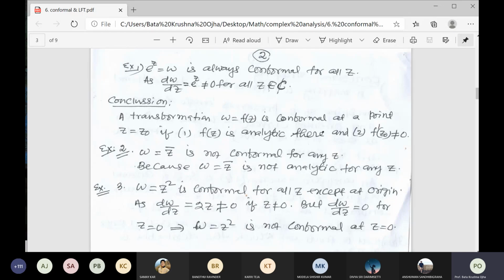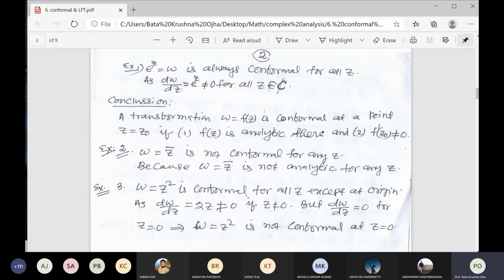The transform w is equal to f z is conformal at the point z is equal to z0 if, first, f z should be analytic there, and second, f dash z0 is not equal to 0. Then we say that the function is conformal. Those are the two conditions. Analytic means the function should be defined at that point. If it is defined, then we find the derivative. If the derivative is not equal to 0 at that point, then we say that the mapping is conformal.